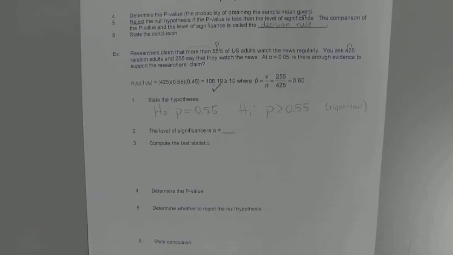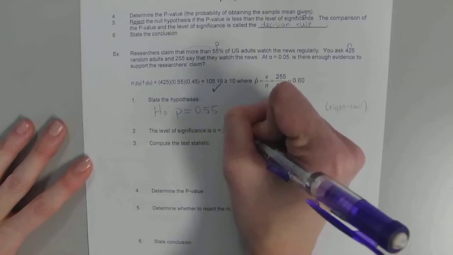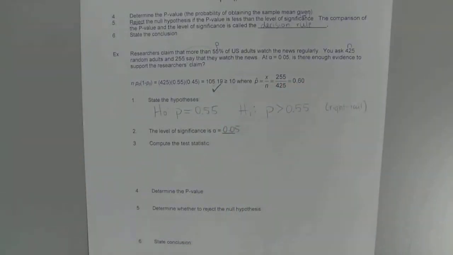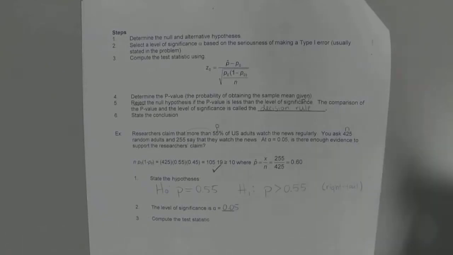All right, what's the level of significance? 0.05, right? What does that mean? It means I have a 5% chance of rejecting the null when I shouldn't. It's the probability of making a type 1 error. So I have a 5% chance of saying reject when I shouldn't, okay? So what we're going to do is compute the test statistic using the formula above. Let's see if we can make sense of everything.